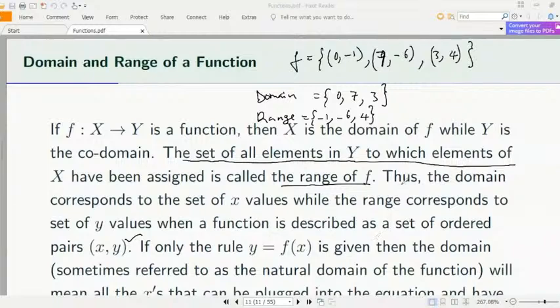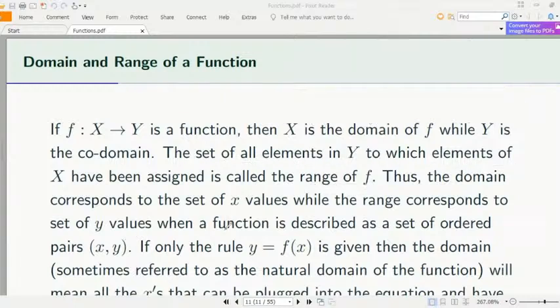Let's just go back. I've said that thus the domain corresponds to the set of X values, and lists the elements inside the brackets. While the range corresponds to the set of Y values. So the set has brackets and lists the Y values, which are -1, -6, 4. So that is the range. It's good for you to get these explanations. Very important explanations.